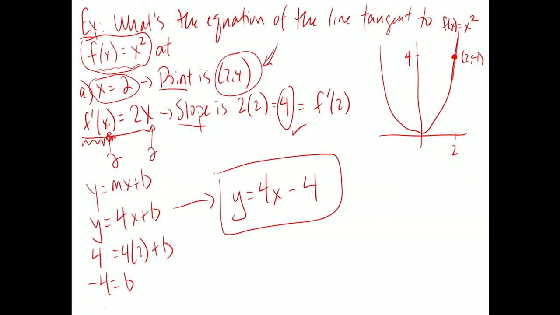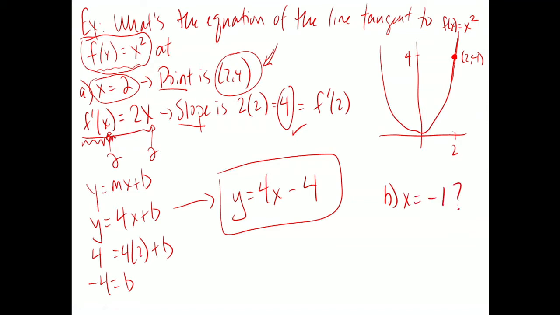I'm going to ask you one more point here, just so we have one more example before we move on. What was the other point? I think it was x equals negative 1. So part B asks the same question, but how about at x equals negative 1?